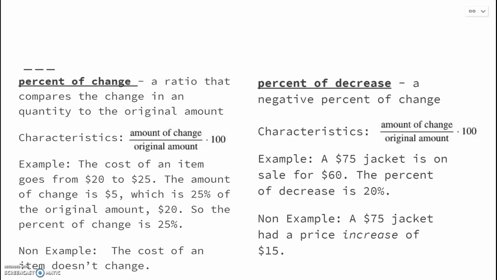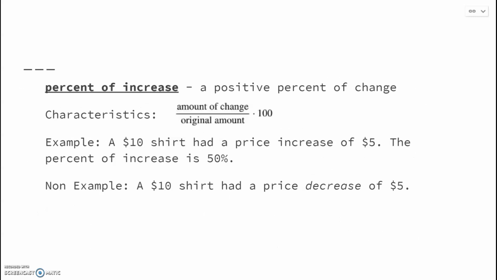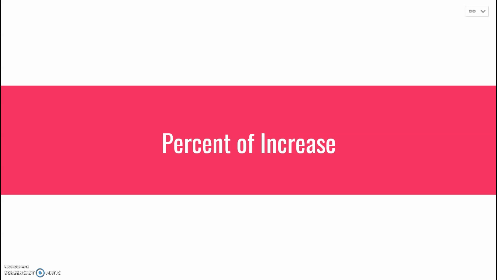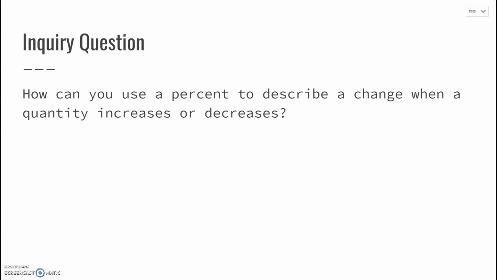So a non-example would be the price not changing. Decrease is how much a price goes down, or a negative percent of change. And percent of increase, that we did yesterday, is a positive percent of change, or how much it goes up. So we're going to touch on percent of increase just a little bit, and then we're going to move into percent of decrease. So we're still working on how you can use percent to describe a change when a quantity increases or decreases.